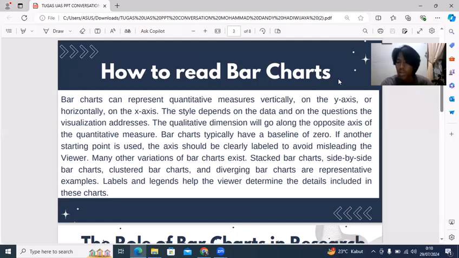Data points. Each bar corresponds to a specific data point. For example, if the bar for January is higher than the bar for February, this indicates that the data for January is greater than that for February. Label category x-axis provides information about the category or group represented by each bar. Value labels. Sometimes there are labels directly on or above the bars that indicate the numeric value of the data.